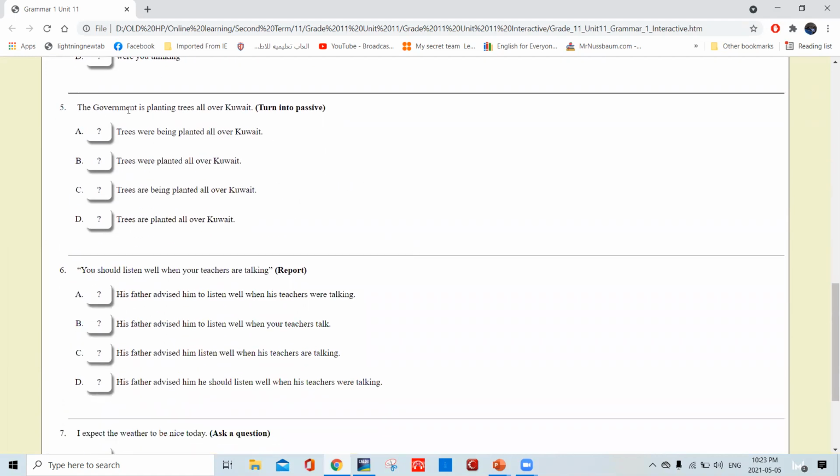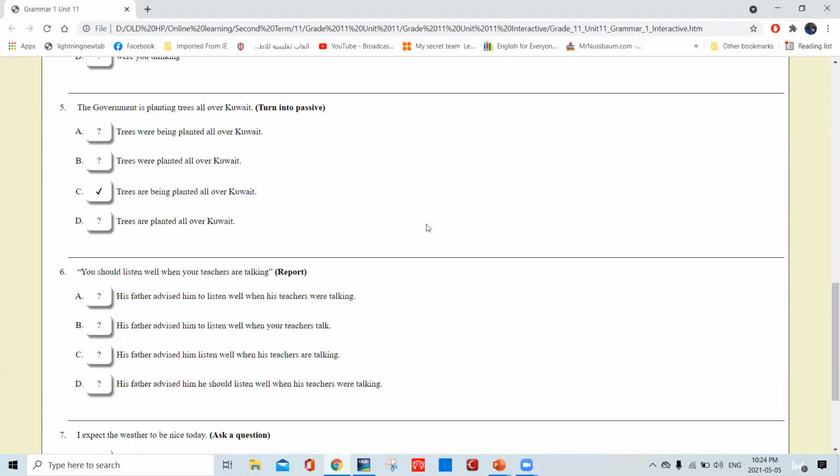Number five, the government is planting trees all over Kuwait. Turn into passive. Here, the government is the subject and trees is the object. Begin with trees. Is planting present continuous, with an -ing ending, so we add being here. Trees are being planted all over Kuwait. Yes, this one, are being. We don't say were, because this is present continuous, not past continuous. So the right answer is are being planted.